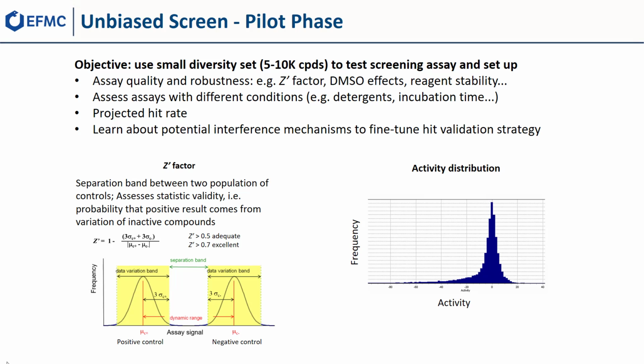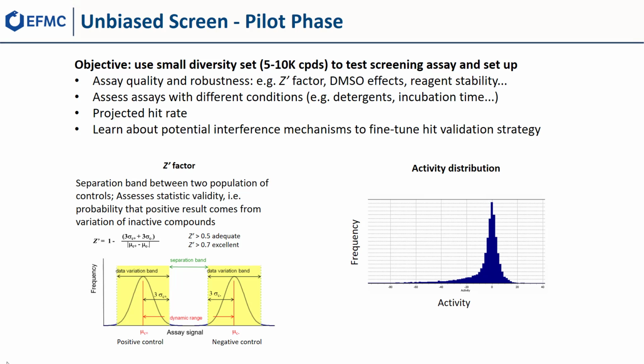So now you've decided which compounds you're going to screen. But before actually performing the screen itself, it's important to test your assay in a pilot phase. The objective here is to use a small diversity set, maybe 5,000, 10,000 compounds, to test how your screening assay and setup will perform. So you want to assess the assay quality and robustness. And here we'd like to introduce an important measure called the Z prime factor, which looks at the separation between active or positive control and negative control.